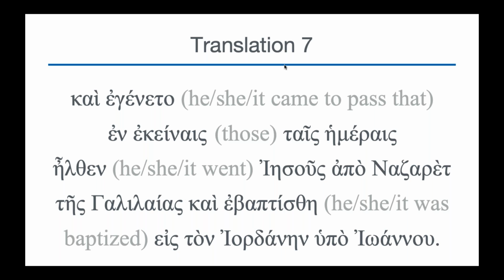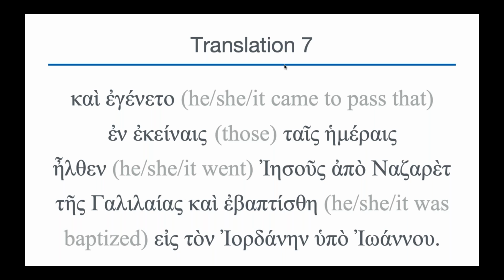Nazareth, tes Galilaias. What is that? Oh, Galilee. So tes means it's what case? Genitive. So it's Nazareth of Galilee, the city of Nazareth of Galilee. Okay, and was baptized, eis ton Iordanen, hupo Ioanou. Into the river Jordan, hupo Ioanou, by John. Yep.